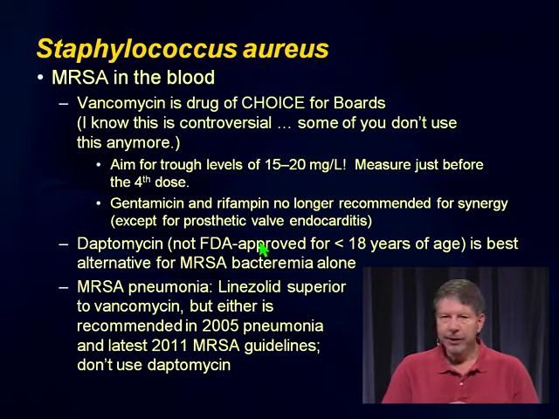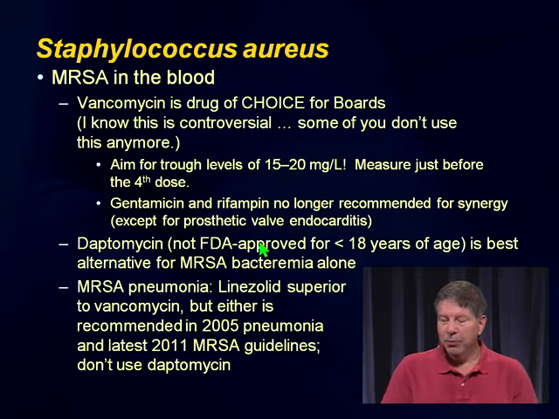And it should be the same for kids. The only time we're going to use the synergy is in someone who's got an artificial valve, a prosthetic valve endocarditis. Then you're going to add the gent and rifampin for synergy for Staph aureus. Okay, we'll talk about synergy later with Listeria and Enterococcus. But for MRSA in the blood, vancomycin is really the only thing you should be using for just a run-of-the-mill methicillin-resistant Staph aureus. Okay, Daptomycin is the newer kid on the block.